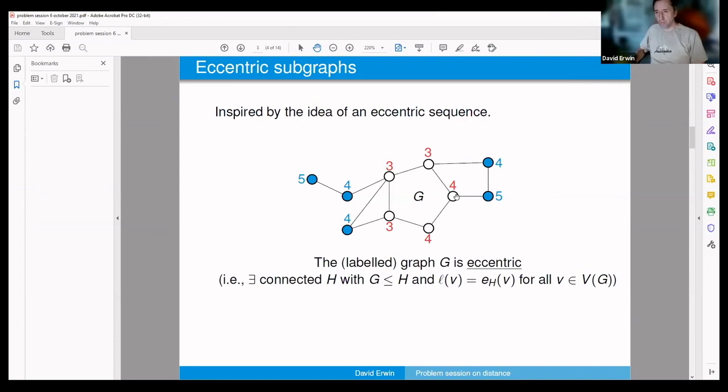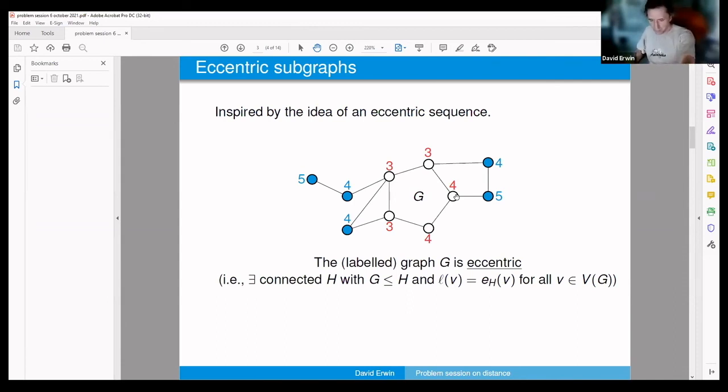So when we can do that, that original labeled graph, the C5 with those red labels on, is called eccentric, right? A graph G is called eccentric if you can find a connected graph H so that G is an induced subgraph of H, and in H, the eccentricity of each of the vertices in the original graph G are the labels that were on them originally.